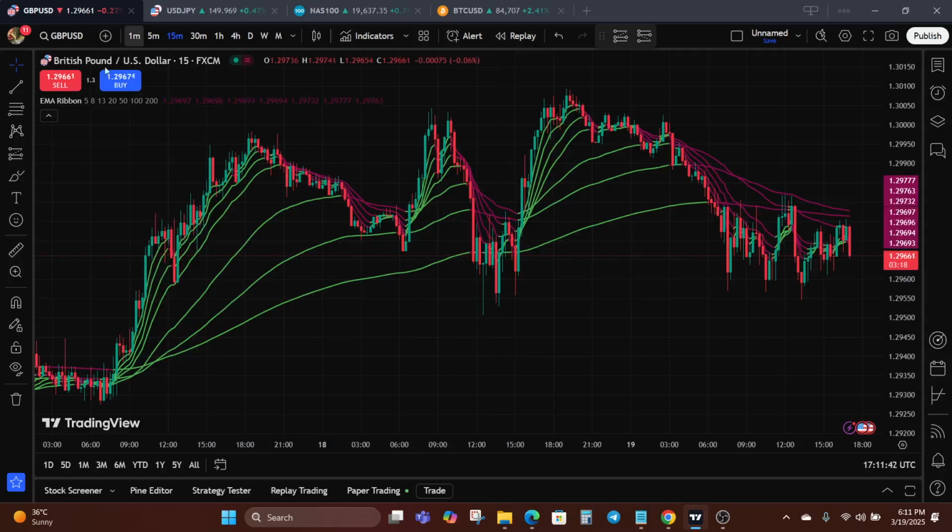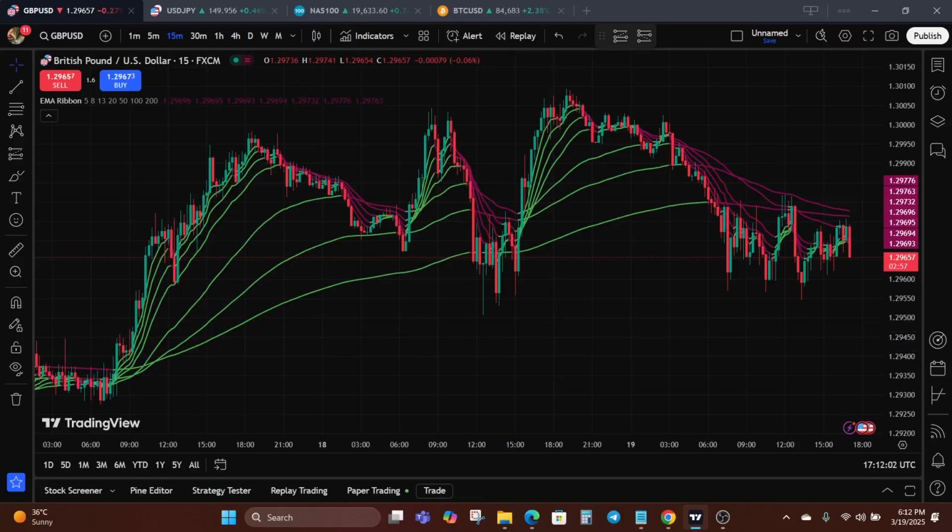Now, let's look at the settings for this. You can see that this has 5, 8, 13, 20, 50, 100, and 200. That's for this particular ribbon indicator. So if you want to create a ribbon of your own, you can add multiple moving averages and give them different settings, different periods.